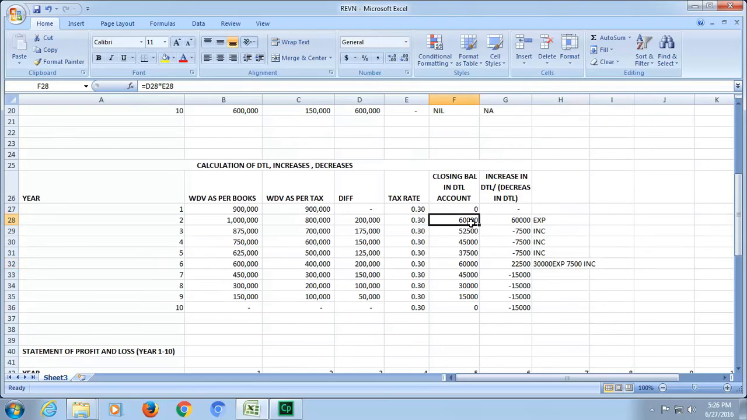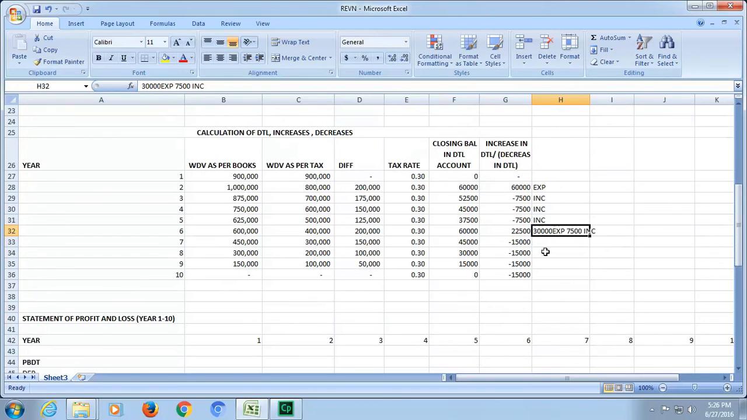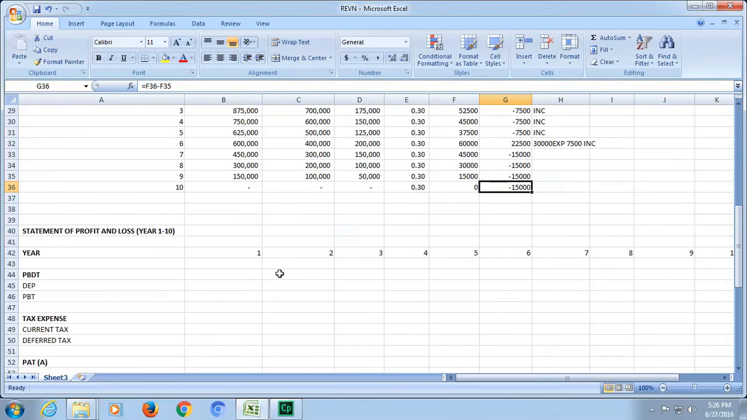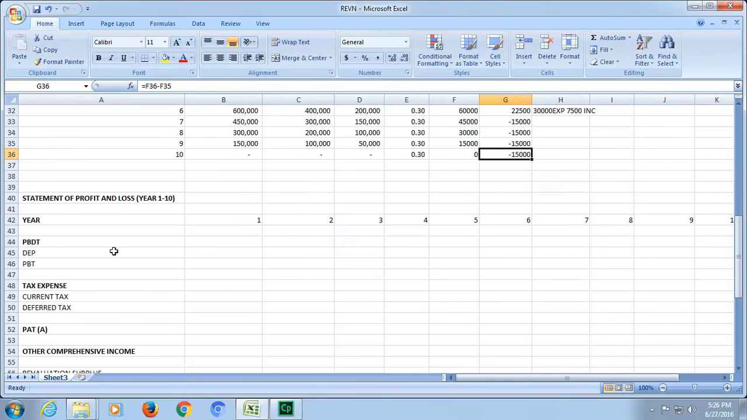When the deferred tax liability balance increases, it becomes an expense. When it reduces, the reduction is considered as an income. Here again there is an increase, but this increase consists of an increase and also a decrease. So this again is a decrease in deferred tax liability, which becomes an income. Now we'll see how to deal with the profit and loss account from year 1 to year 10.